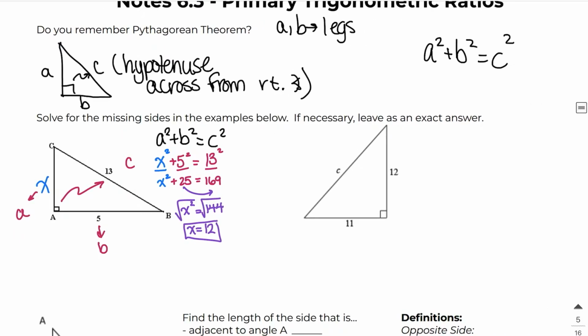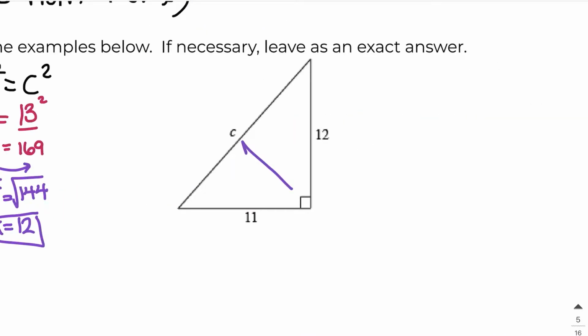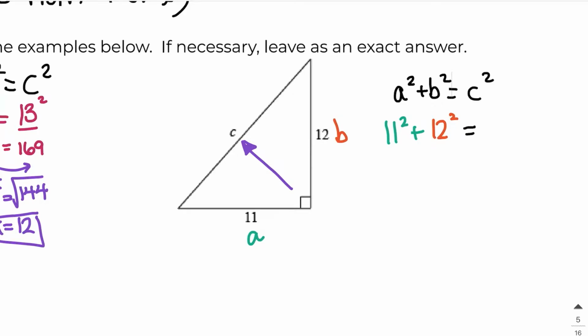All right, and then in our next example, we know that the side that is across from the right angle is the c value. That's what we're trying to find. We know that this is a, and we know that this is b. So when I use the Pythagorean theorem, I'm going to say a squared plus b squared equals c squared. I can put in the 11 for the a or for the b. It doesn't matter. I can put in the 12 for the b. I'm just doing this quickly because this should be review. If you need extra help, make sure you come see me during class or at math help, and I'd be happy to help you, okay?